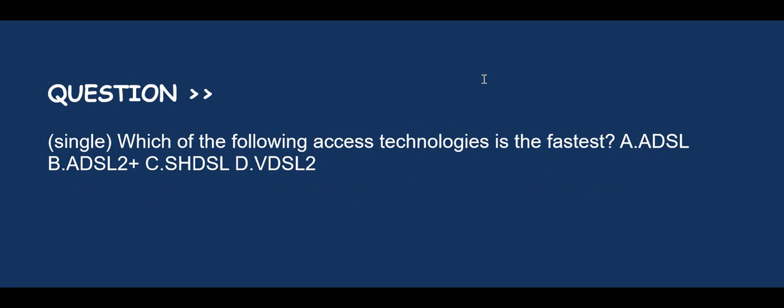Next one, which of the following access technologies is the fastest? Option A, ADSL, option B, ADSL2+, option C, SHDSL, option D, VDSL2. Correct answer is option D.